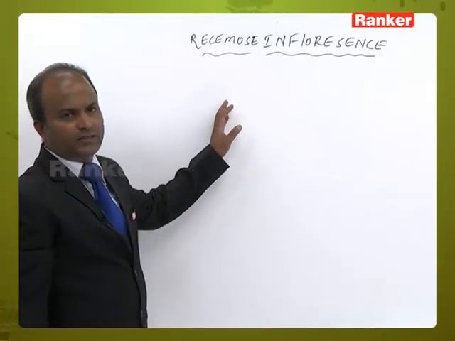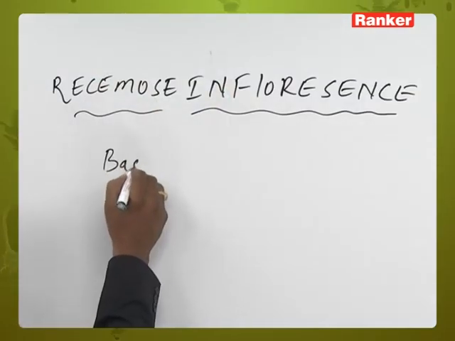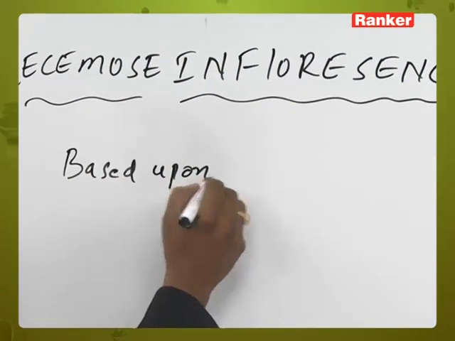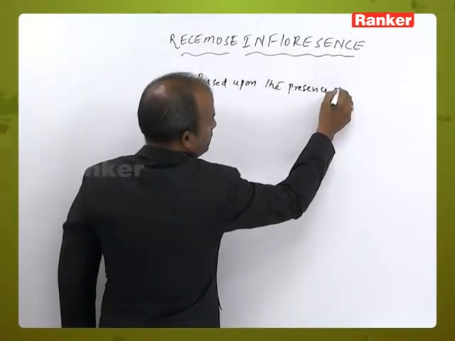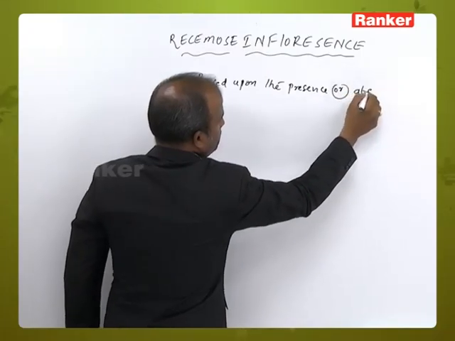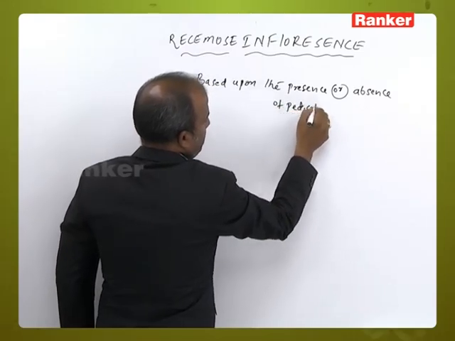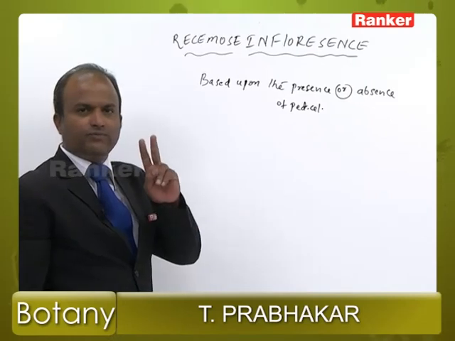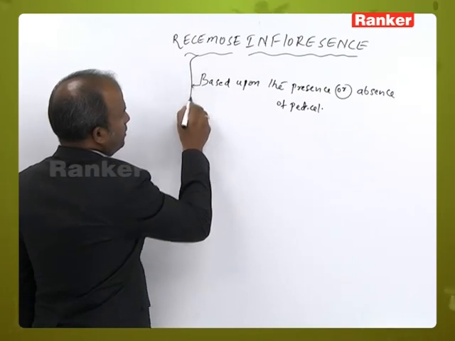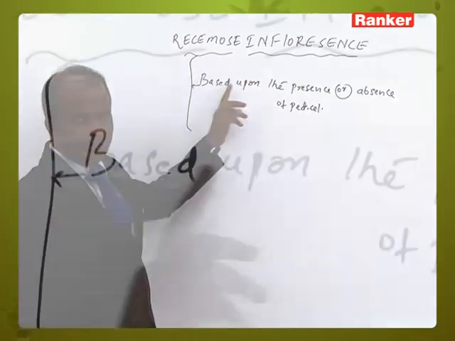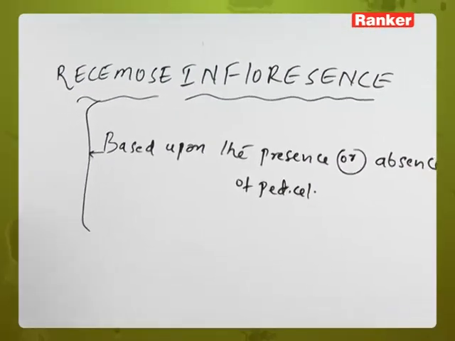Based upon which character? Based upon the presence or absence of pedicel. Racemose inflorescence, based upon the presence or absence of pedicel, is of two types.